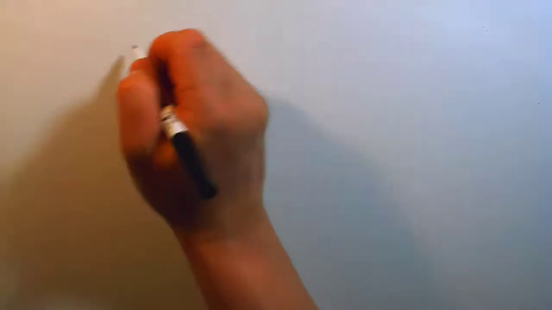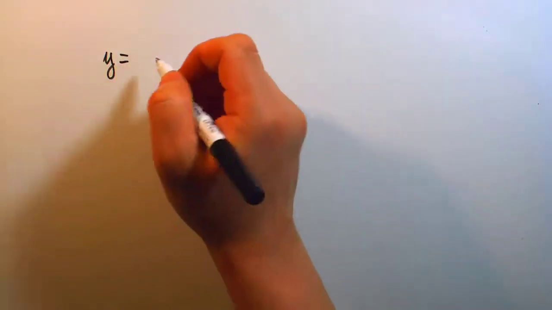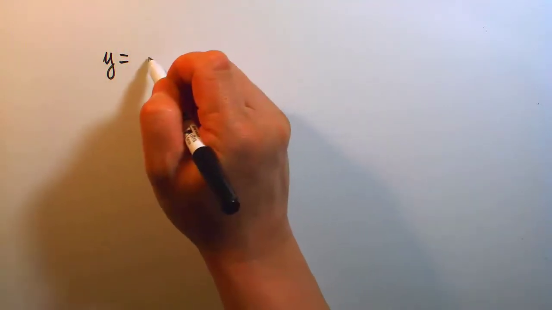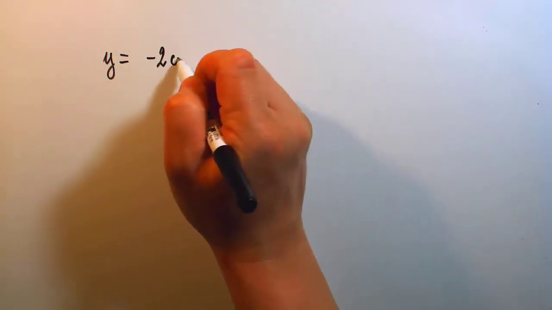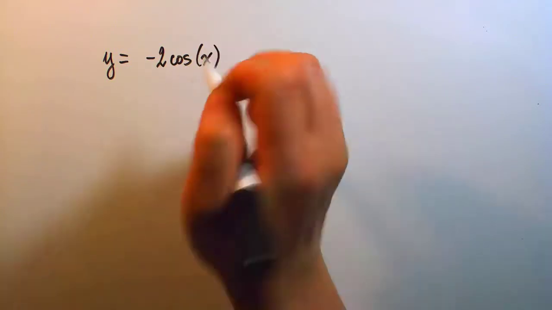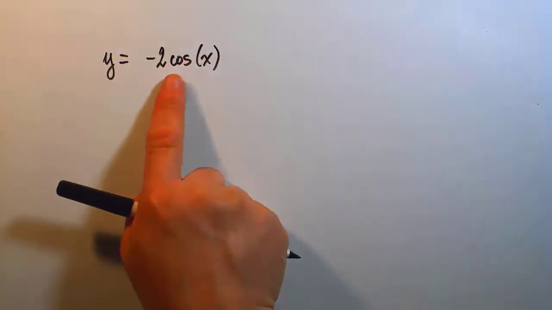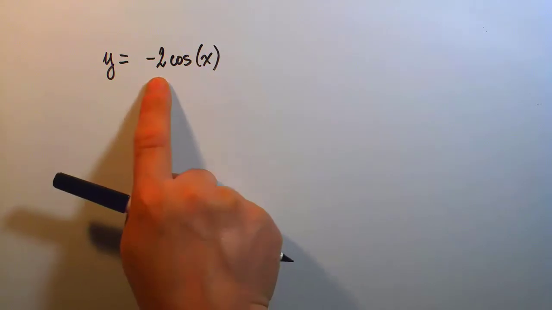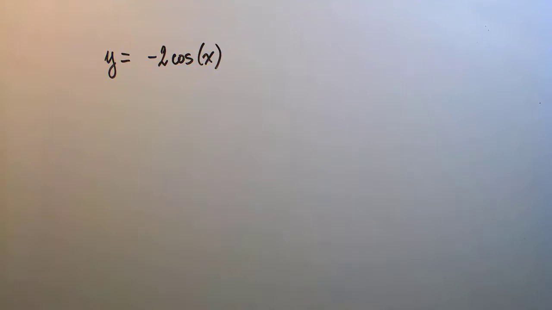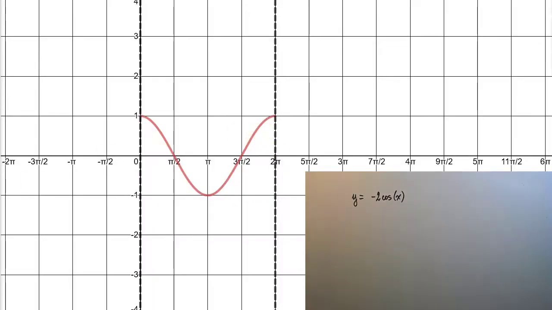And now let's quickly investigate the graph of -2 cosine of x. So apparently this is the original cosine multiplied with a negative coefficient, 2. On my graph here, this red curve is the curve for the original cosine. Now minus 2 cosine of x is here.